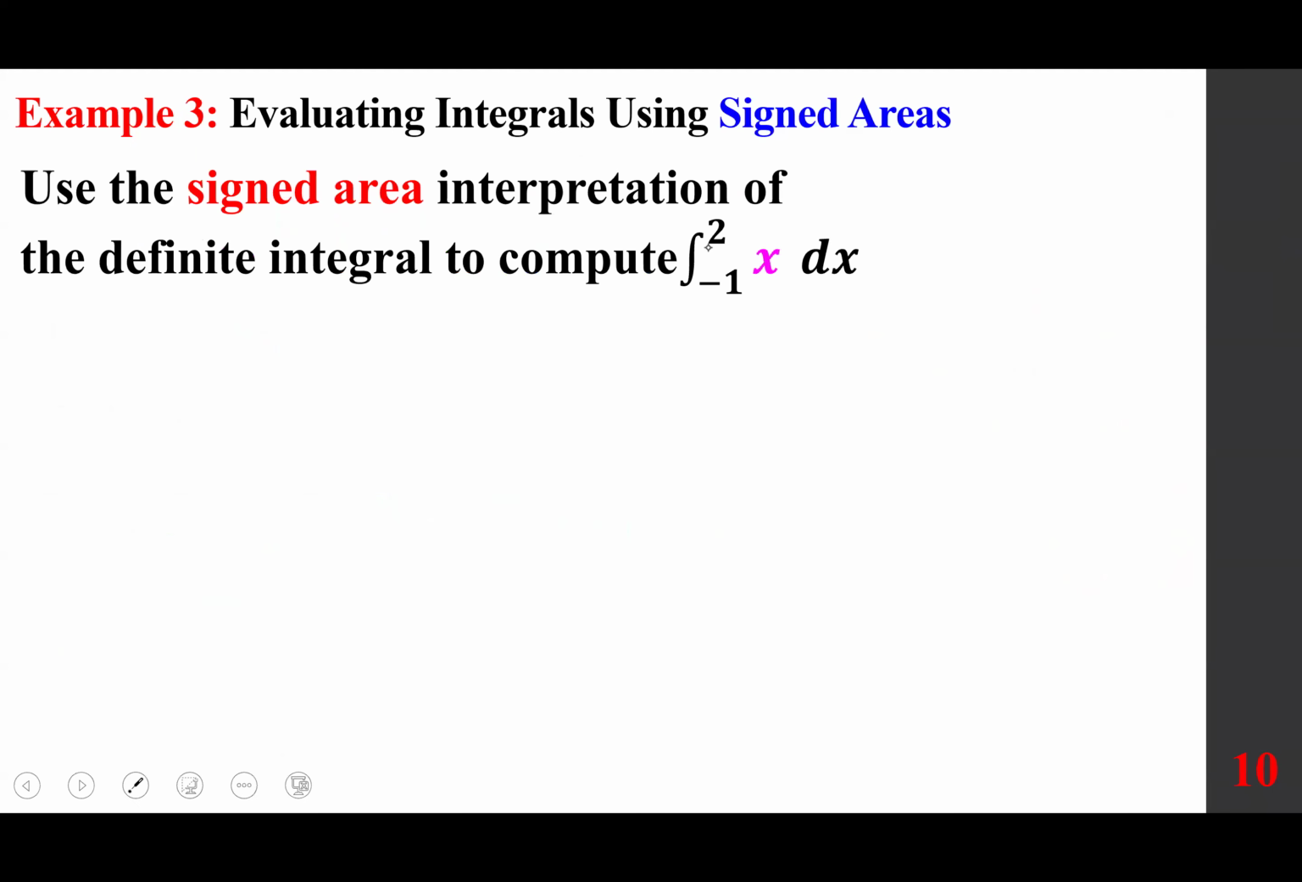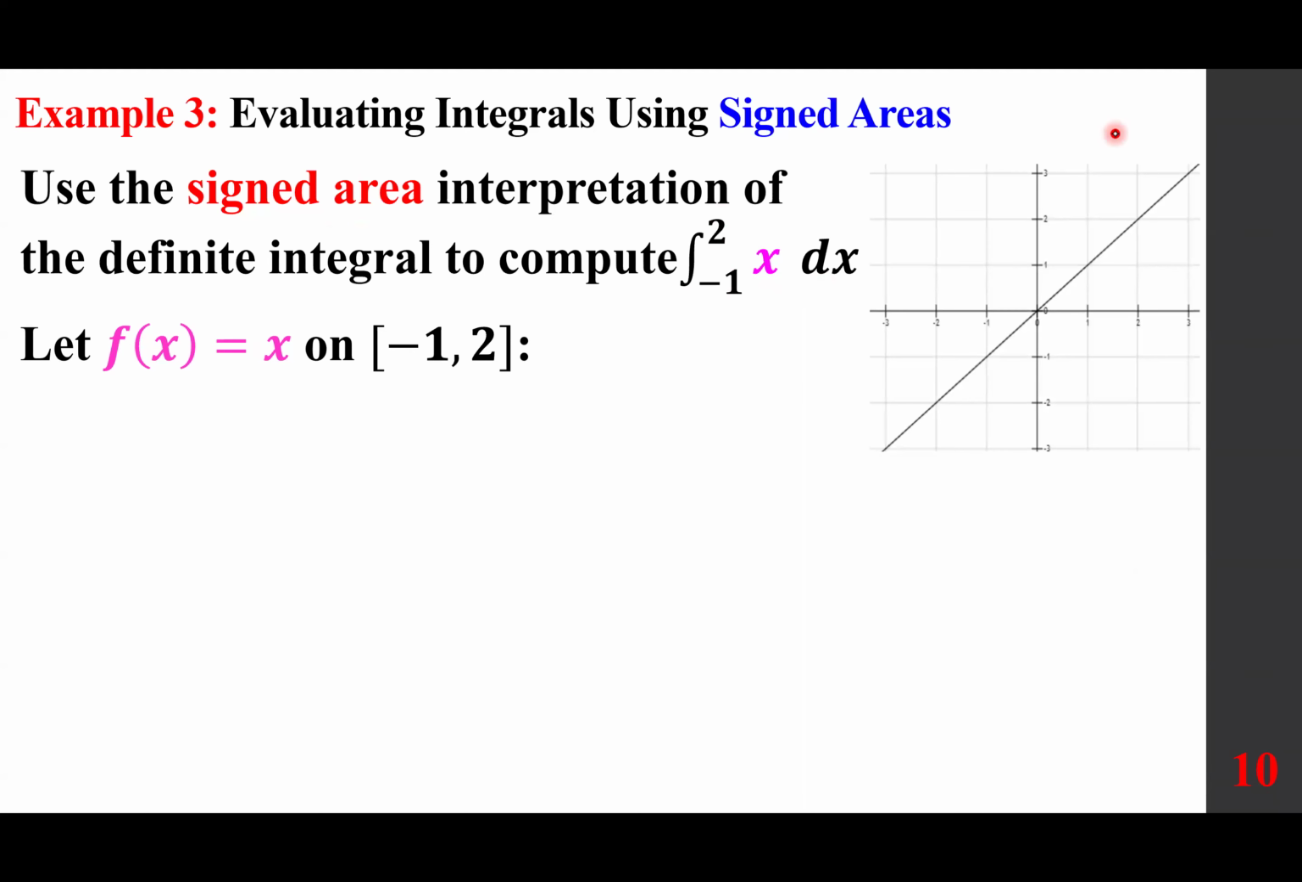Here's another example. Evaluate the integral using signed areas. So use the signed area interpretation of the definite integral to compute the integral from -2 to 2 of x dx. First of all, the function is x. And we are going to go from -1 to 2. y equals x, or f(x) equals x, is a line through the origin. Again, we know the graph. Okay, everybody? That's the assumption.